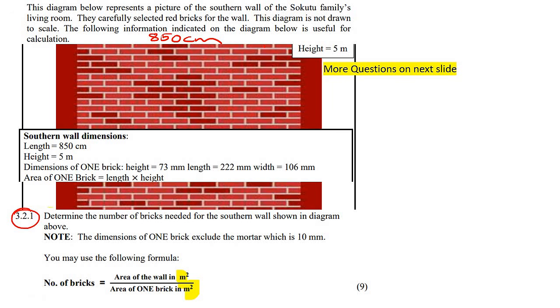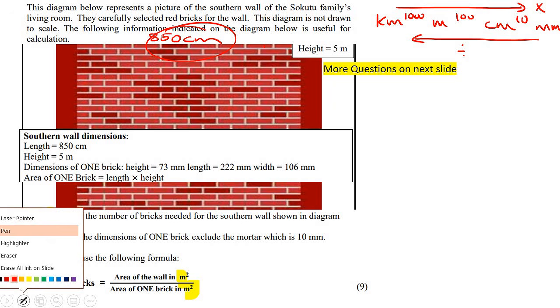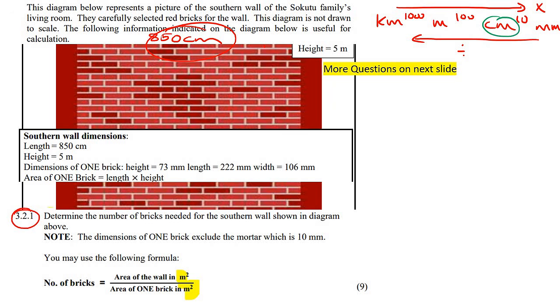So remember, to convert, we use our distance conversions, which are these ones over here. And we know that in between here is 1,000, 100, and then 10. And when you go this way, you multiply. When you go this way, you divide. So if we have 850 centimeters, and we want to convert that to meters, because we're going to the left, we will divide. So we'll say 850 divide by 100, and that'll be 8.5 meters. Okay, so we've got this length now.